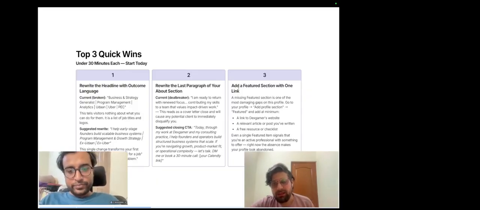Second thing, headline. Yes. And the third thing is you need to have a featured section, which basically is another place where you can put a CTA. So, there are three places you can put a CTA. One is the main CTA in your LinkedIn profile.